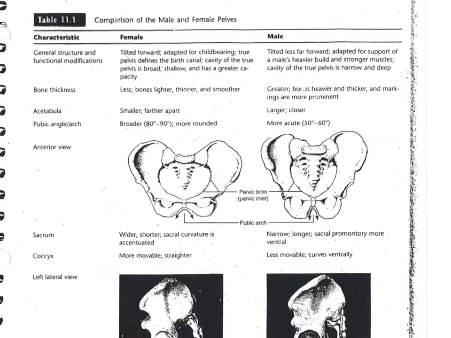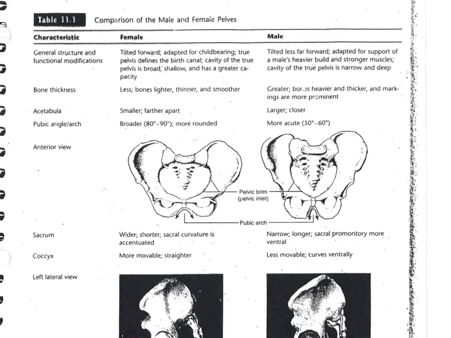Okay, here is your lesson for Friday, December the 18th on the differences between the male and female hip bones. This table 11.1 is straight out of your book, so you can certainly examine it there as well. There's a number of differences mentioned here, but the principal way we're going to differentiate the male and female pelvic bones are twofold.